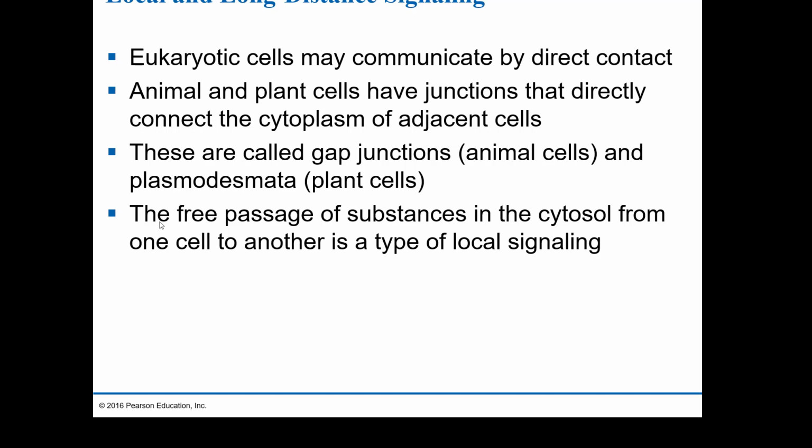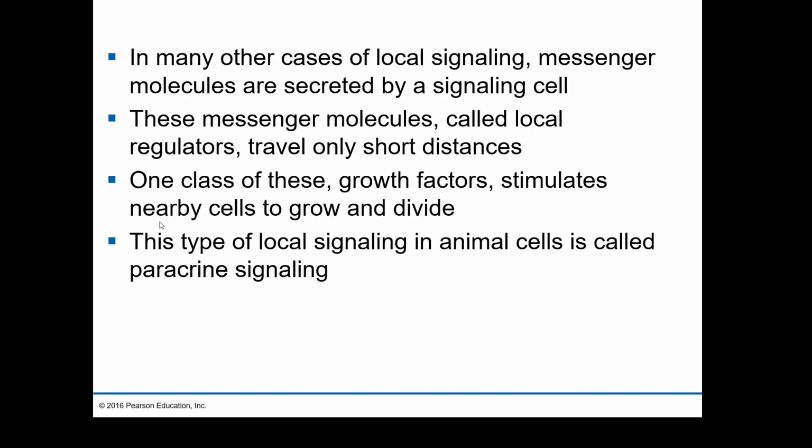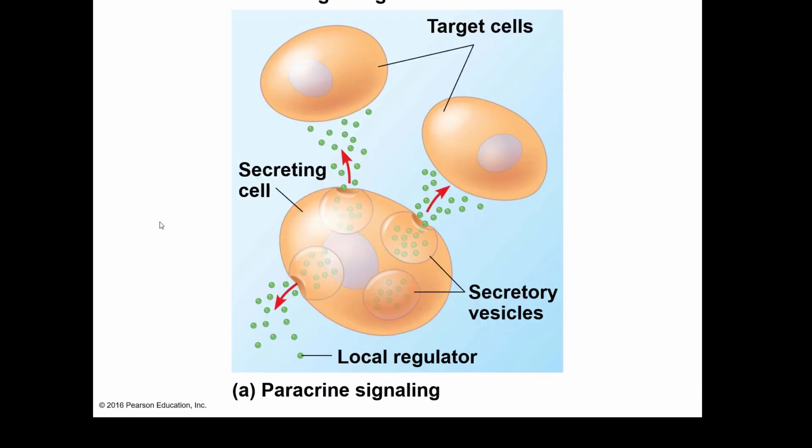So I'd know the difference, what each one is called, and understand that that's how they directly connect the cytoplasm of adjacent cells. Free passage of substances in the cytosol from one cell to the other is a type of local signaling, because sometimes certain cells are going to produce something that needs to be given to another cell. In many other cases of local signaling, messenger molecules are secreted by a signaling cell. These are called local regulators, and they don't travel very long distances. One class of these, growth factors, stimulates nearby cells to grow and divide. This type of local signaling in animal cells is also called paracrine signaling.